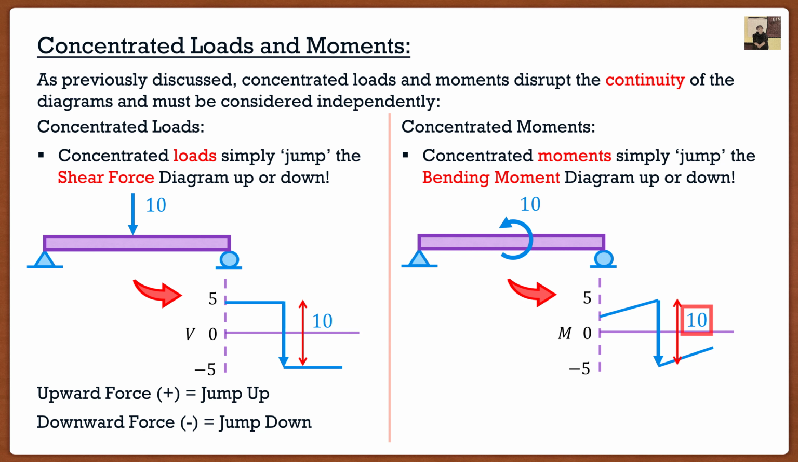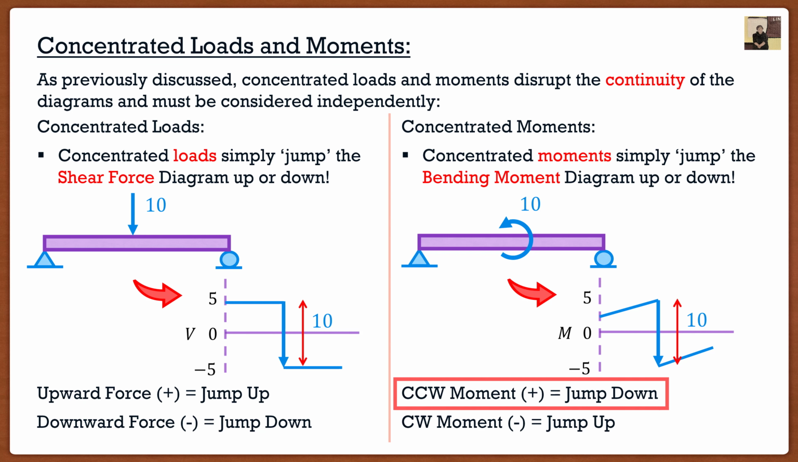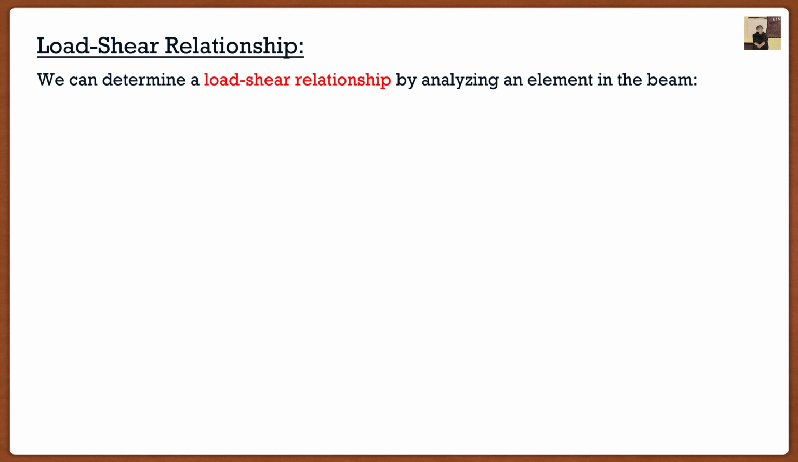Remember, a positive force, we go up, a negative force, we go down. But that's only for forces. When it comes to moments, it's actually in reverse because of the way we defined our sign convention. So if we have a positive moment, like we do in this case, we drop down. If we have a negative moment, we jump up. All right, so that's going to be the first thing. I highlighted it here in the notes so you guys really remember this. It's the easiest. Let's move on to the actual fun stuff.